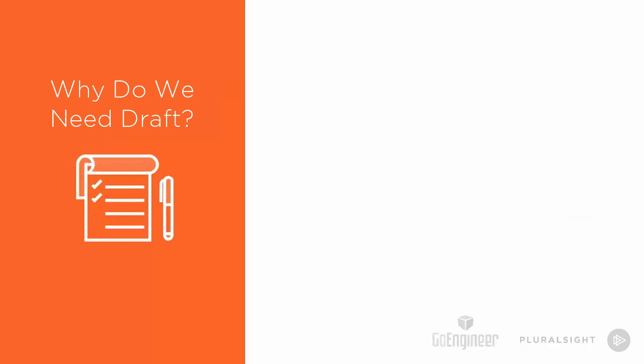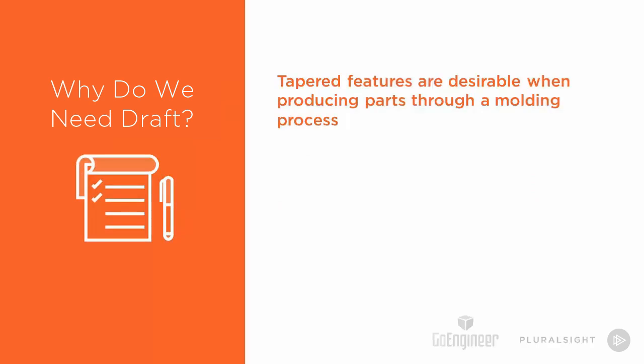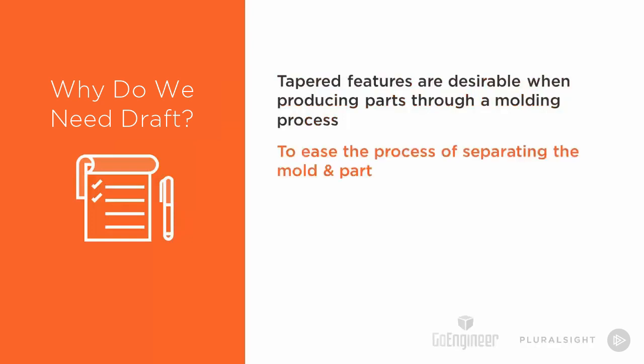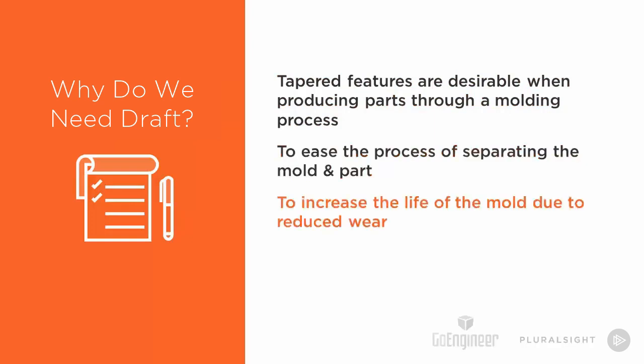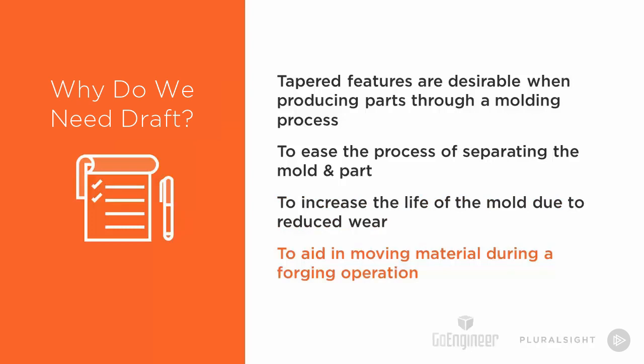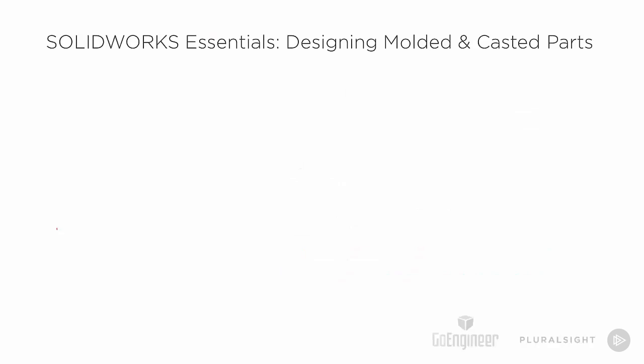So why do we need draft? Tapered features are desirable when producing parts through a molding process. We use these to ease the process of separating the mold and the part, and these molds can be very costly. And so we're also looking to increase the life of the mold due to reduced wear because of the taper. And then we also do this in the forging industry to aid in moving material.